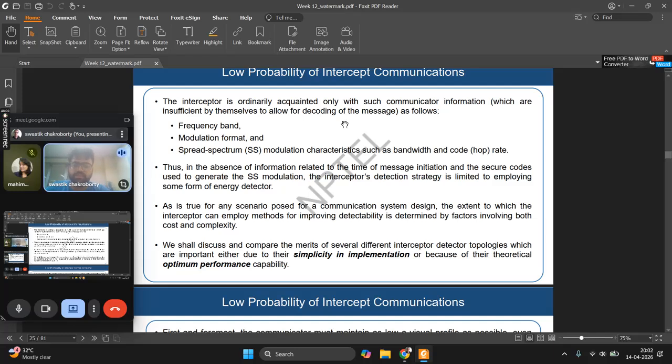Okay, so this is where different topologies can be designed for this system. They will be judged on the metric of simplicity in implementation. They should not be very complicated to implement, of course, and optimal performance capability. That is their performance measurement: how well they can evade interceptors. So these two together will make up the requirement.